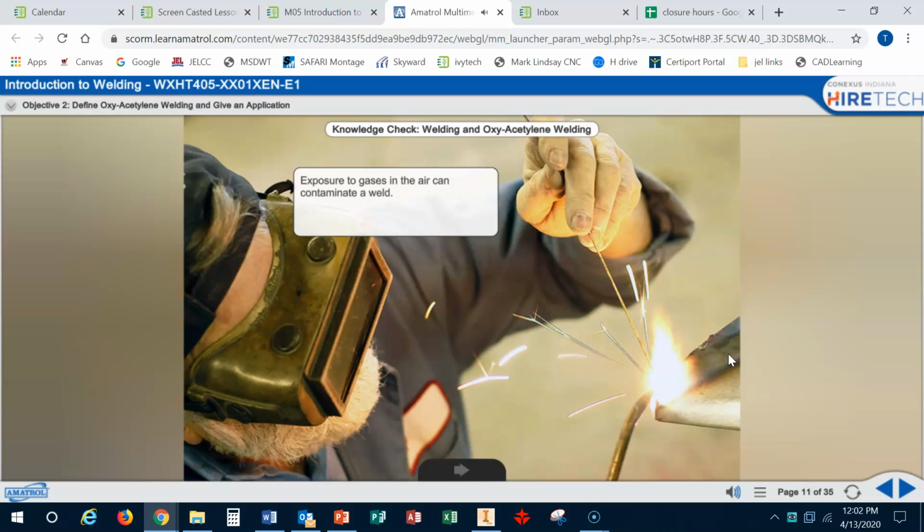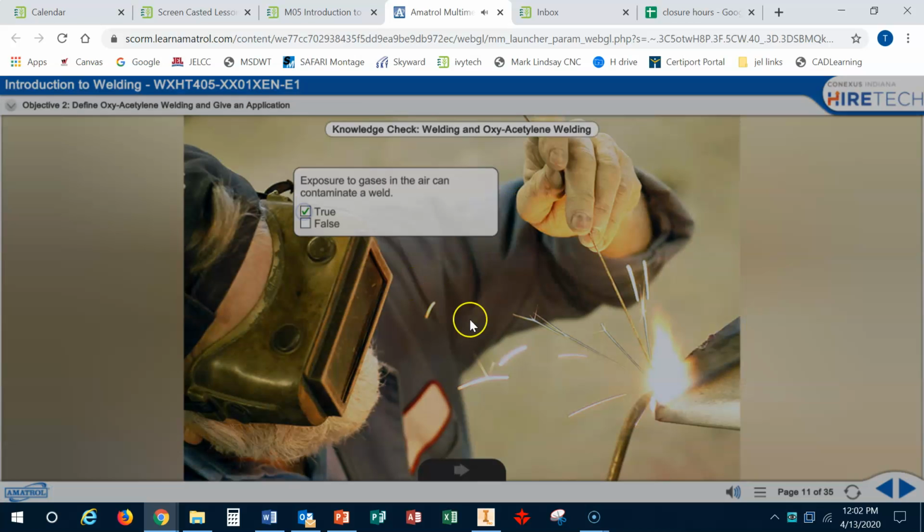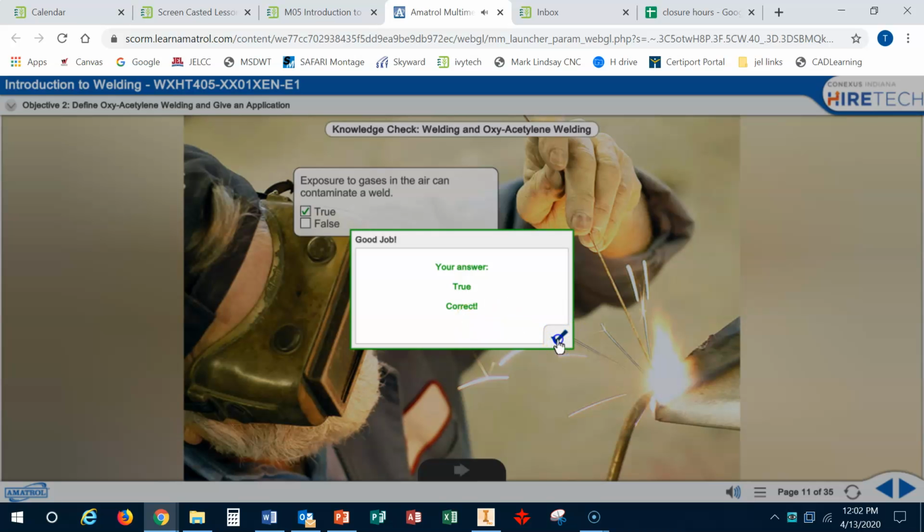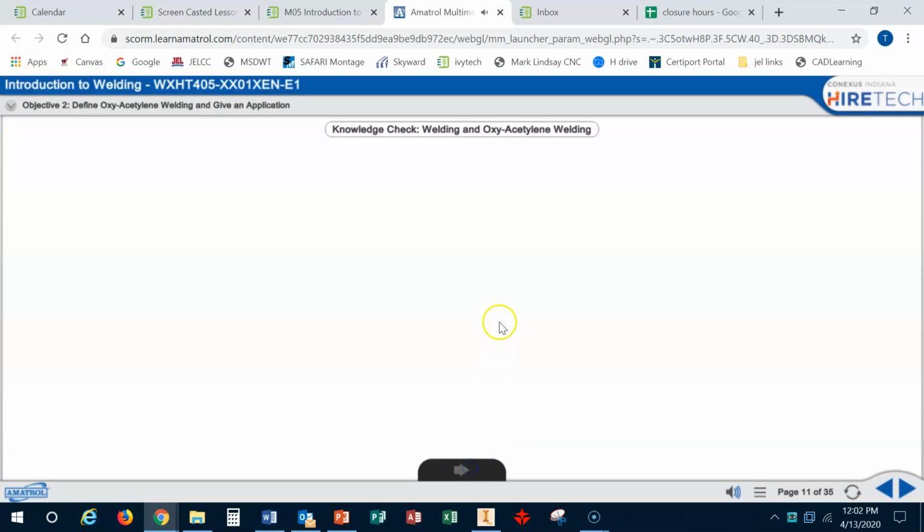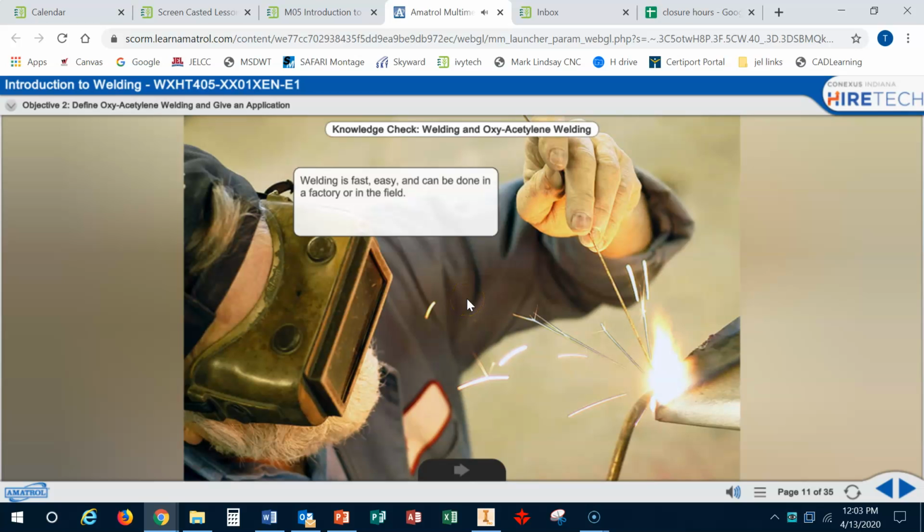Exposure to gases in the air can contaminate a weld. Welding is fast, easy, and can be done in a factory or in the field.